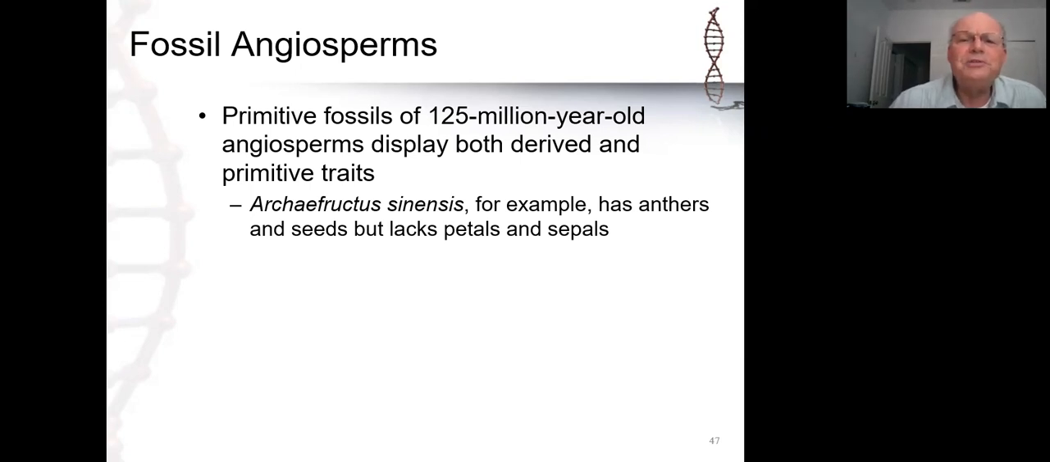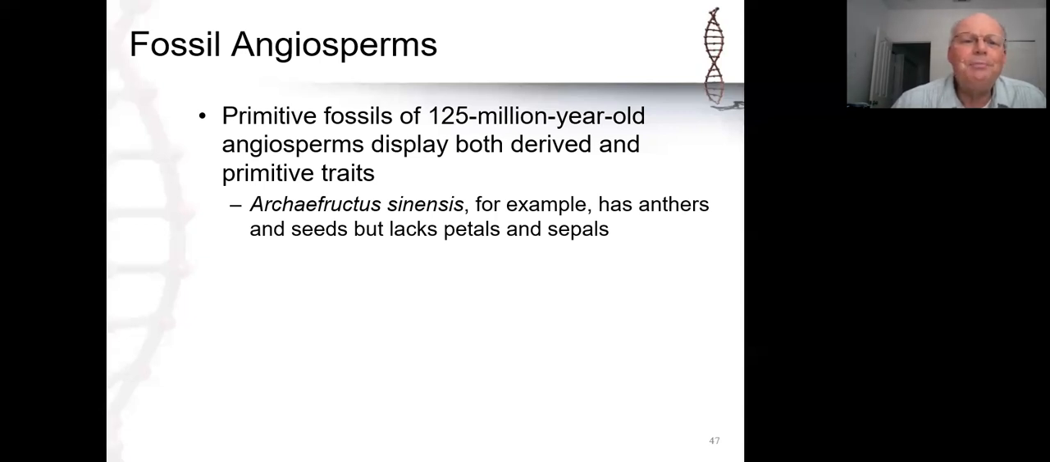What we do know is that some of the very earliest fossils that show angiosperm features are two fossils that come out of China. I have a picture of one of them called Archifructus sinensis. If you look at the name, it means ancient fruit-bearing plant of China: archi is ancient, fructus is fruit, sinensis is China.